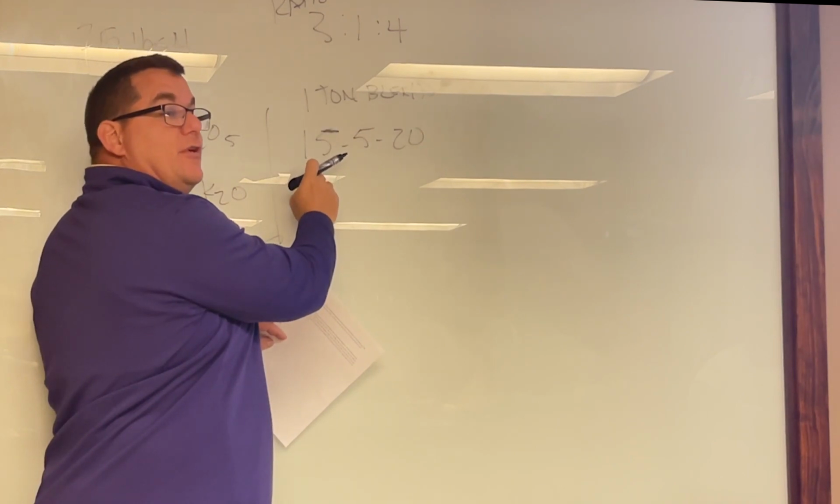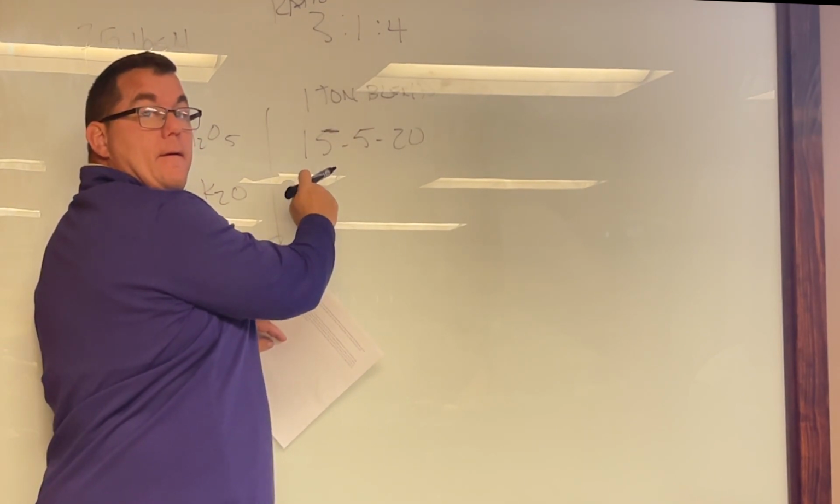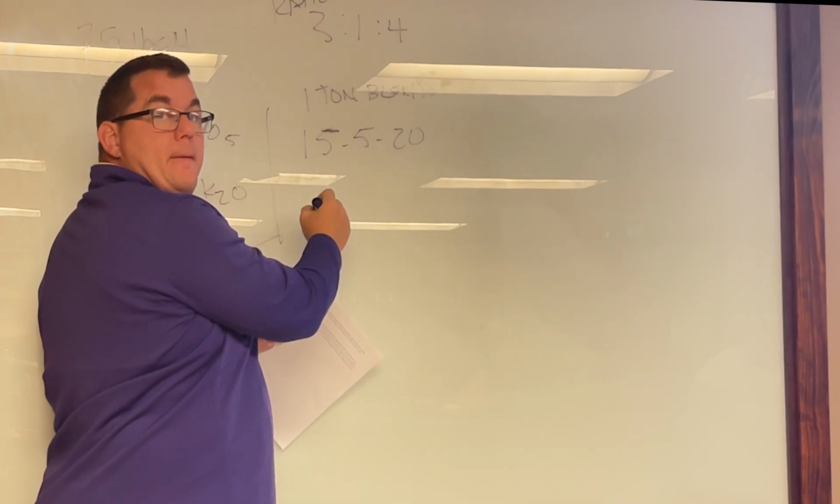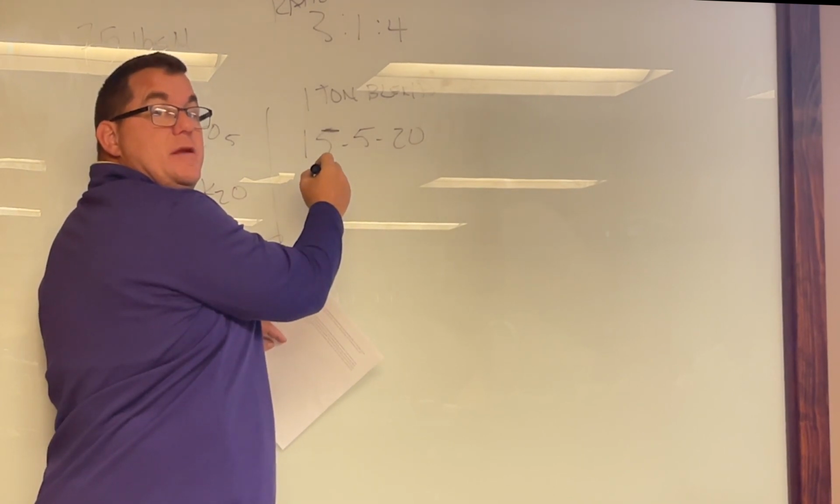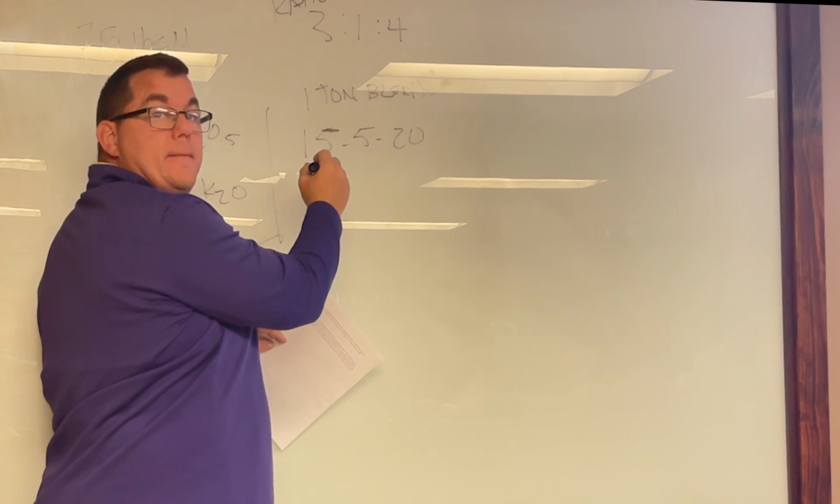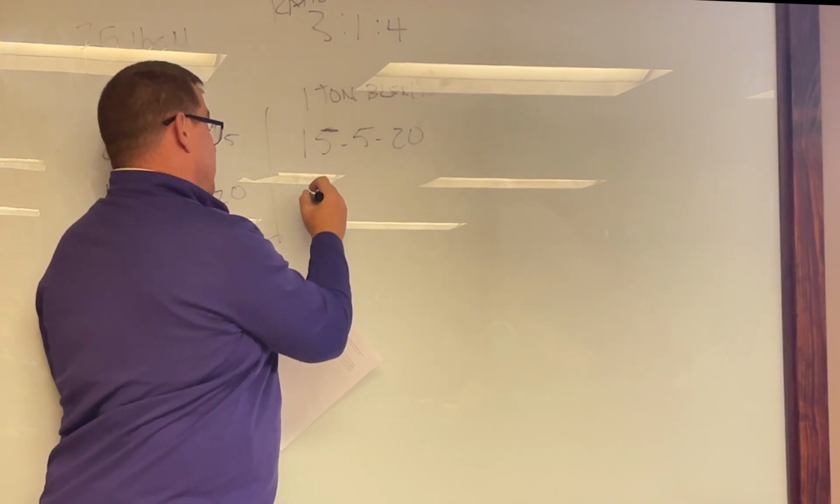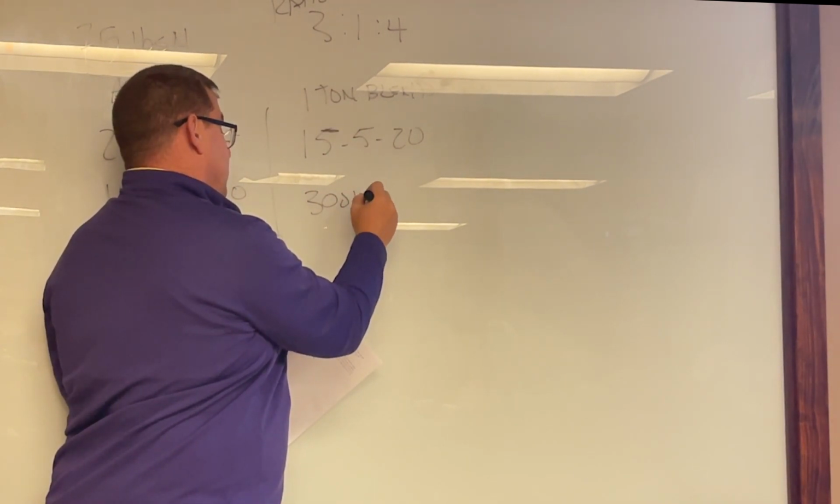How many pounds of nitrogen need to go in this blend? 300. 15% of this 1 ton blend is nitrogen. Oh, yeah, okay. I was thinking... You're good? Yeah. So we need 300 pounds of N.